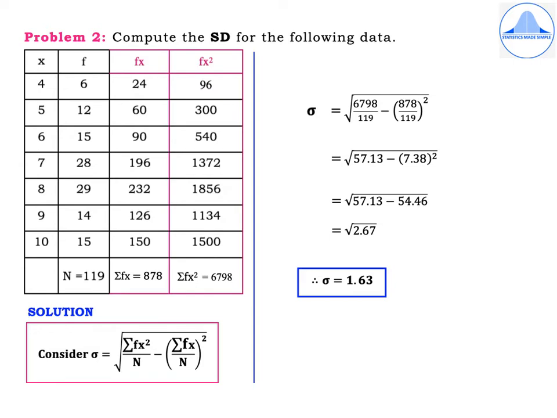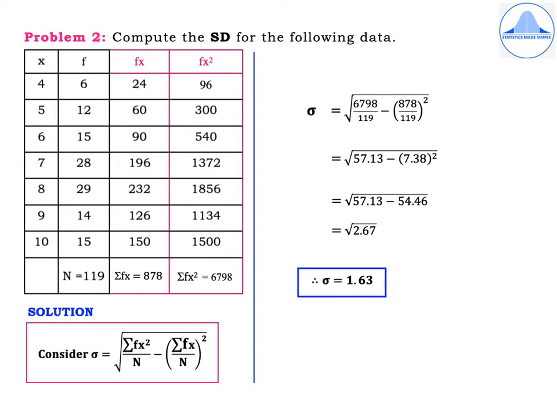Next, we will find out fx square. So if we multiply the fx column values with the x column values, we will get fx square. So 4 into 24 is 96, 5 into 60 is 300. Continuing in a similar manner, you will get 540, 1372, 1856, 1134, 1500. So you'll get summation fx square is 6798.